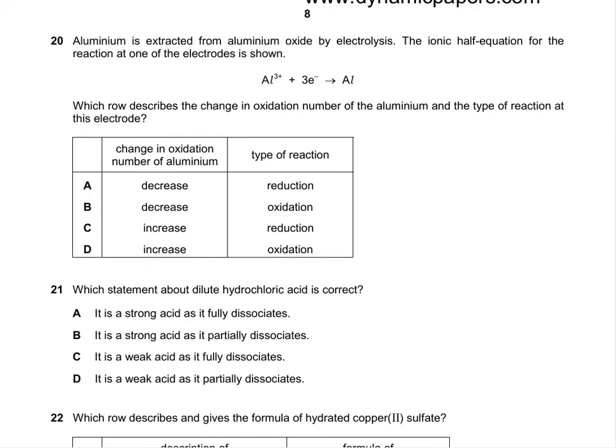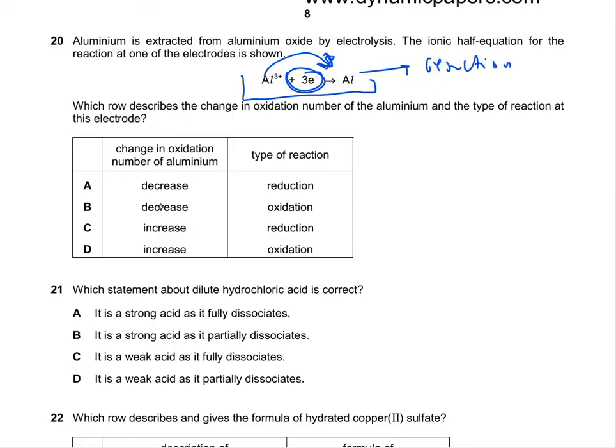Aluminium is extracted from aluminium oxide by electrolysis. The ionic equation for the reaction at one of the electrodes is shown. Which row describes the change in oxidation number of aluminium and type of reaction at the electrode? Of course, we can see that the aluminium gained electrons. It took 3 electrons and became aluminium. The aluminium ion becomes an aluminium atom when it gains 3 electrons. So it's gain of electrons, so it's reduction.